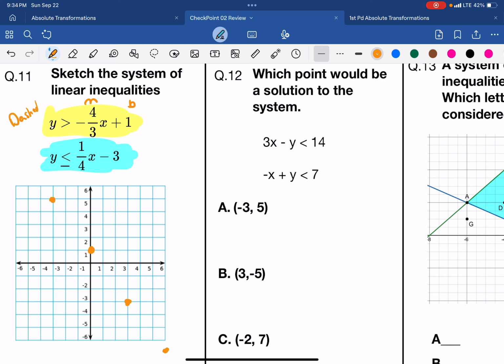And what side will we shade? It says y is greater or above the rest. So find your y-intercept. Above would go this direction. That's the side we're going to shade.